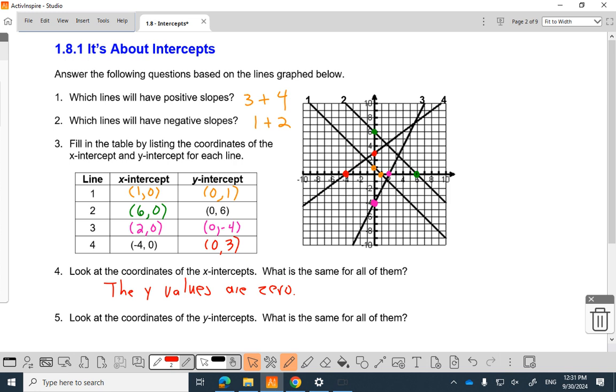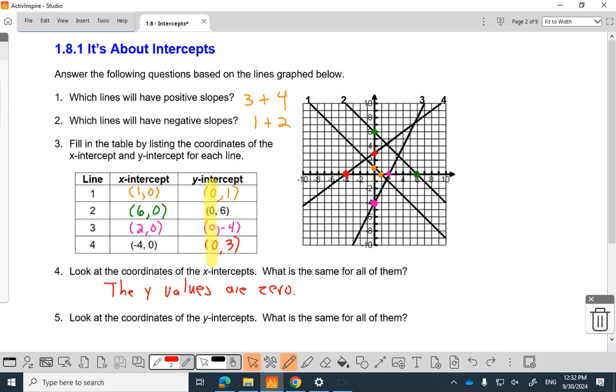How about the y-intercepts? Here's the y-intercepts, 0, 1, 0, 6, 0, -4, 0, 3. What's the same for all the y-intercepts? Here, let me get my highlighter out. I'll highlight them in yellow. What do you notice? Oop, that was too big. Smaller, smaller. There, right there.